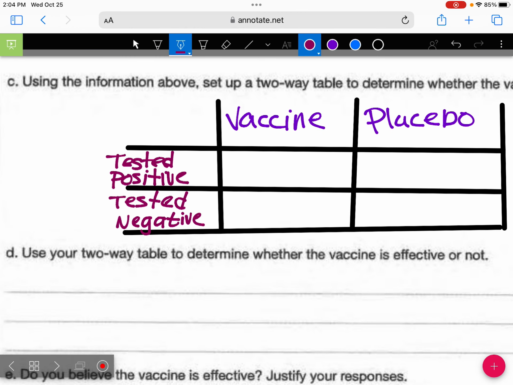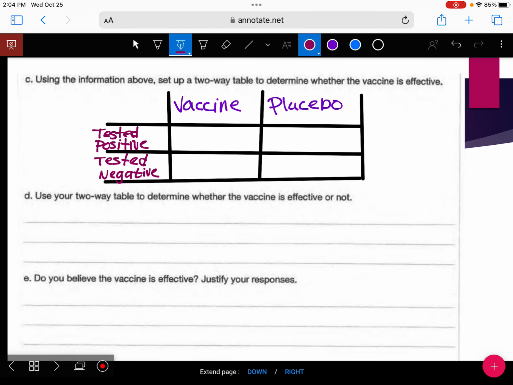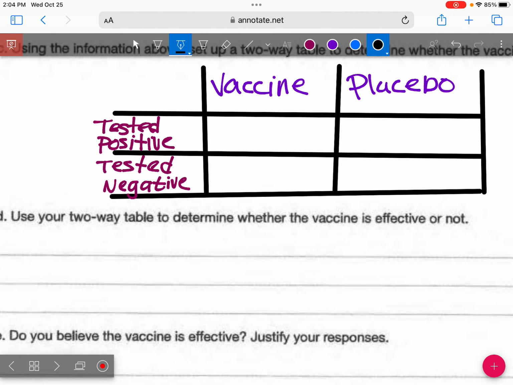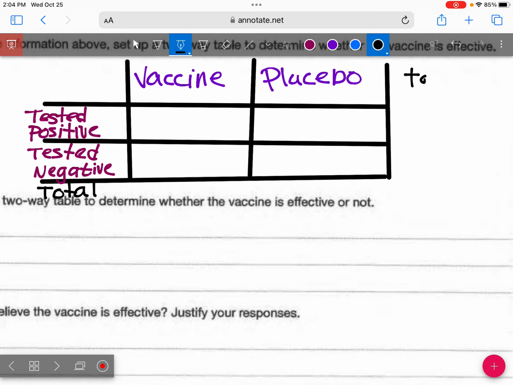All right. This is the way I set up my table. I set mine up this way. If you have your positive, negative on the top and vaccine, placebo on the side, that's totally fine. What we want to do is fill in these inner values so that we can get our totals as well. I didn't give myself total tables.